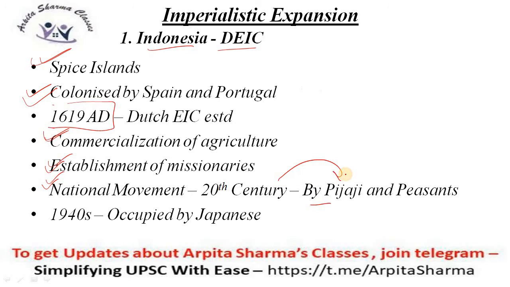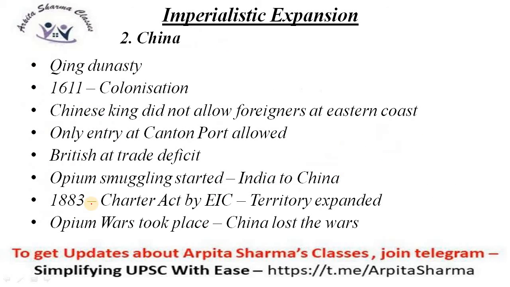And this national movement during the 20th century was led by Pejaji and peasants. Now, who were the Pejajis? Pejajis were the middle class, or the people that belonged to the middle class. So they rose in revolt, and as a result, in 1940s, the region of Indonesia was acquired or occupied by Japanese. Then China was ruled by Qing dynasty.